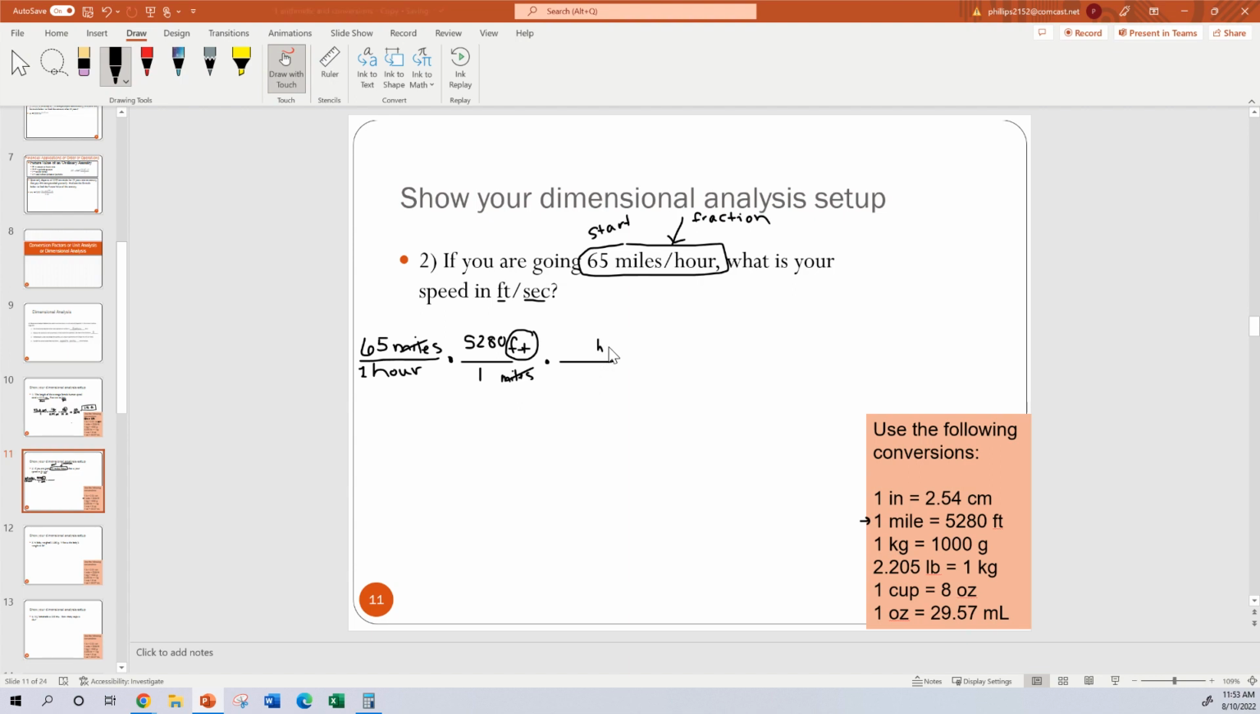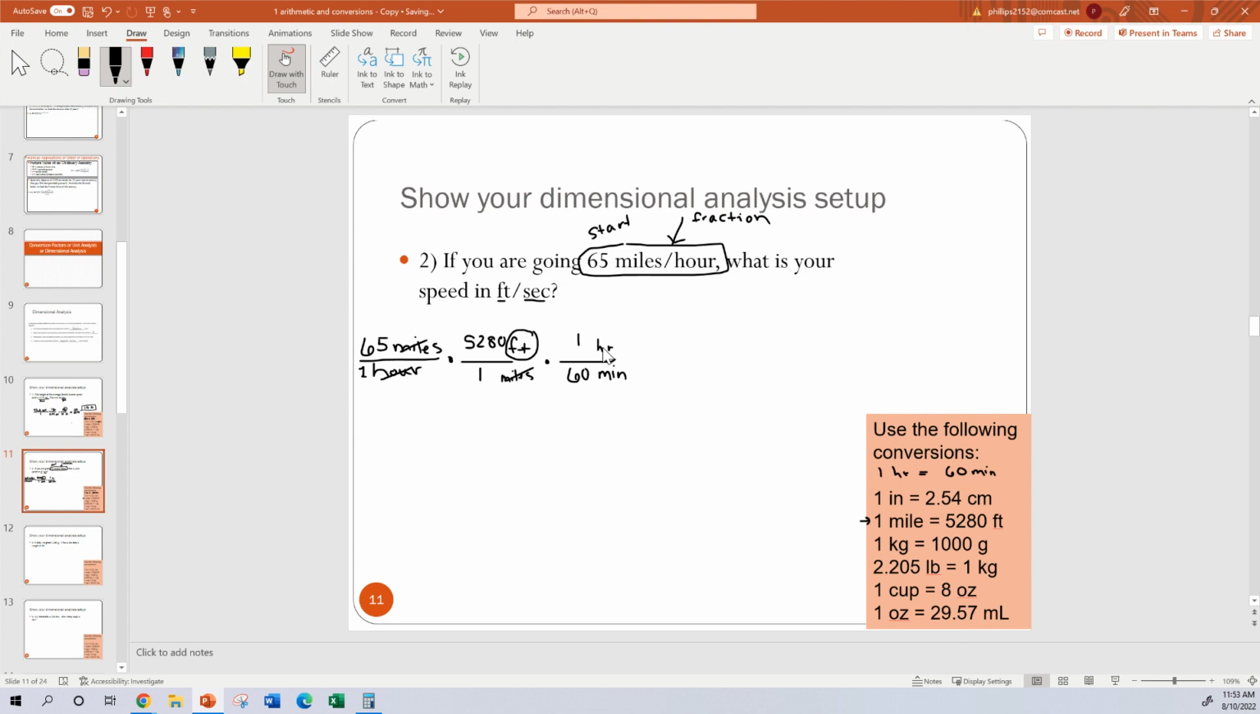So on the top of this fraction, I have to have hours. There's nothing with hours in my list. So I have to think about, what do I know? Well, I know that 1 hour is 60 minutes. Okay, so I'll put that in. 1 hour, 60 minutes.